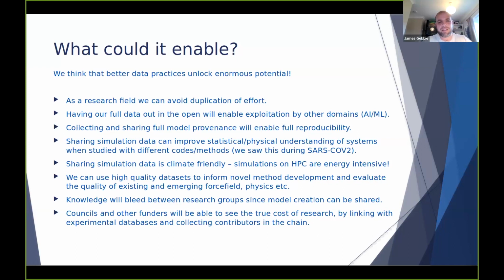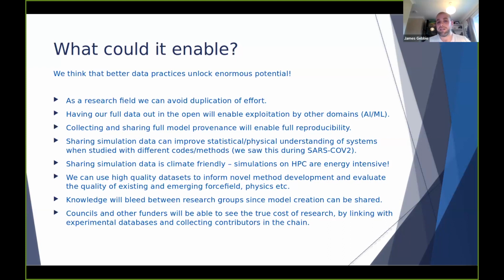Obviously, sharing this data over time, if we have lots and lots of different simulations using different codes, methods and force fields on similar systems, this builds up an aggregate understanding based on different physics. Overall there's a statistical element to understanding that system, and this will improve the way that we understand how biology works.